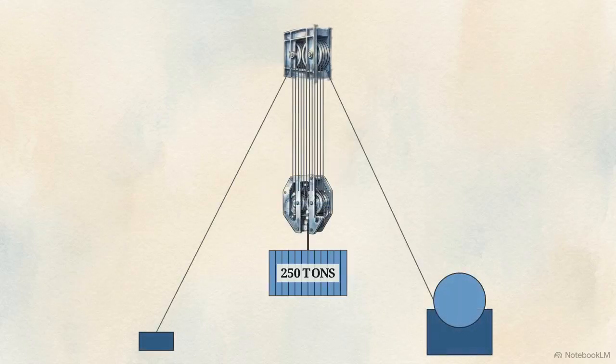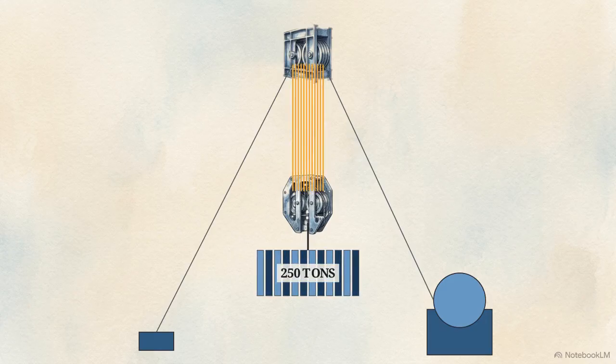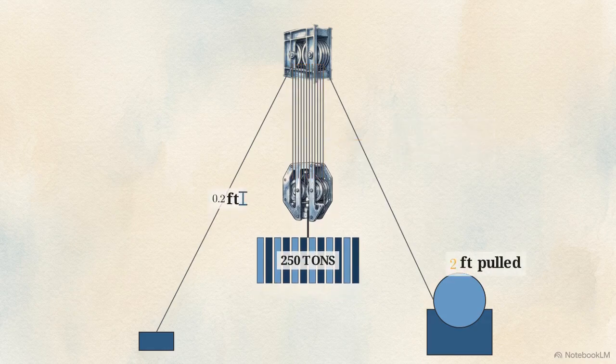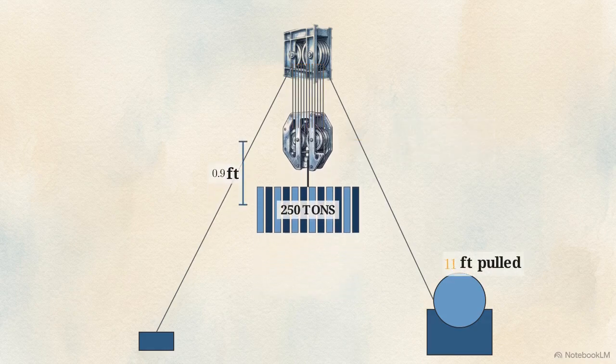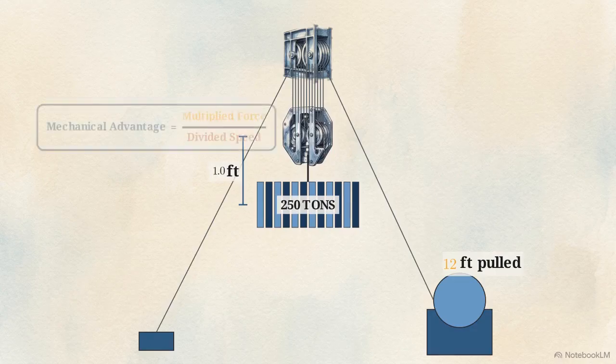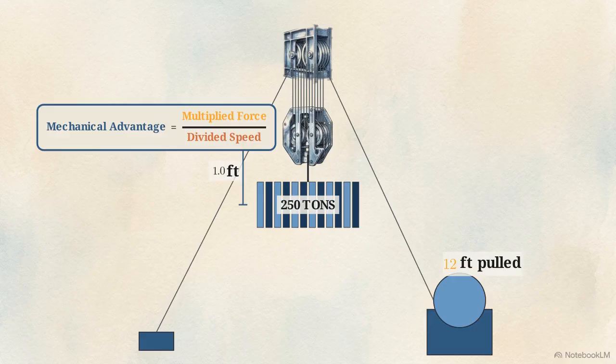A 12-line reeved system between the traveling and crown blocks divides a 250-ton load by 12. A 40-ton rope can now carry it. The trade-off is speed. Lifting the block 1 foot requires spooling 12 feet of line. Mechanical advantage multiplies force, dividing speed.